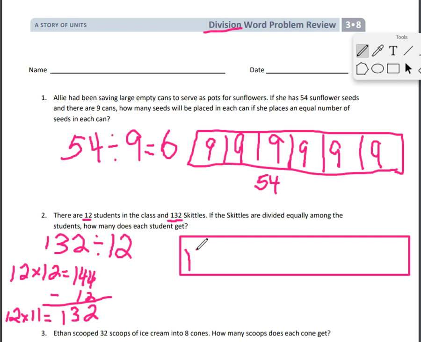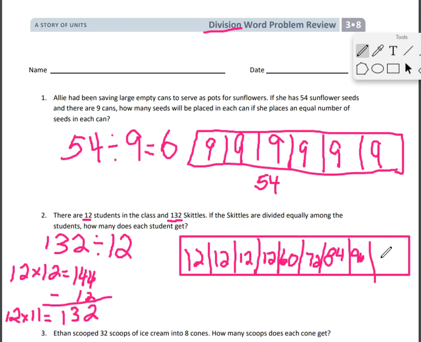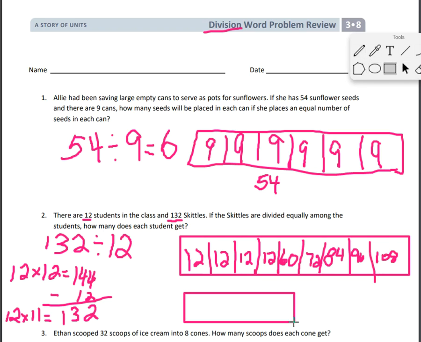Let's check that with our tape diagram. So 12, 24, 36, 48, 60, 72, 84, 96, 108. Oh no, my tape diagram's not long enough. Tape diagram part 2, to be continued.